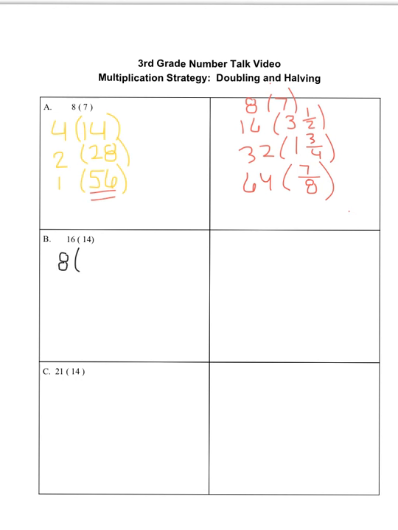So what's half of 16? 8. What's 14 doubled? 28. What's half of 8? 4. What's 28 doubled? 56. What's half of 4? 2. What's 56 doubled? 112. What's half of 2? 1. What's 112 doubled? 224.